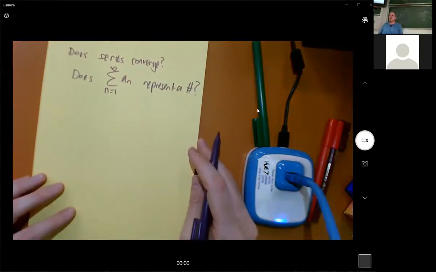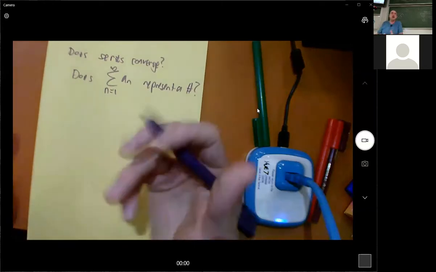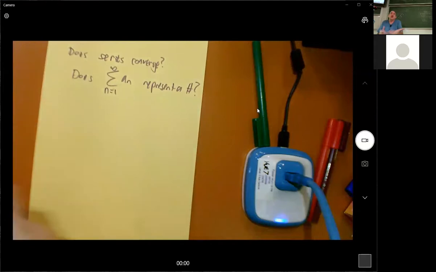So it cannot represent a number in two ways. One is that it could be like infinity, and the other one is it could never get to anywhere in particular, and when you do the running total, it flips and flops between different answers.